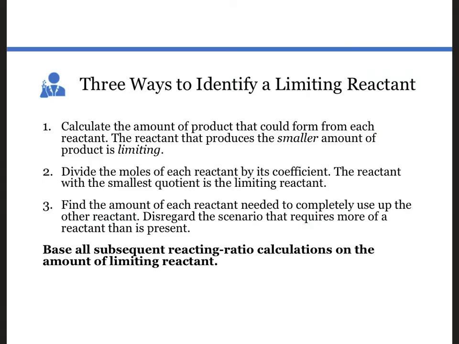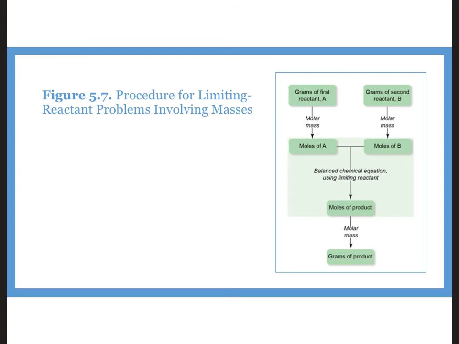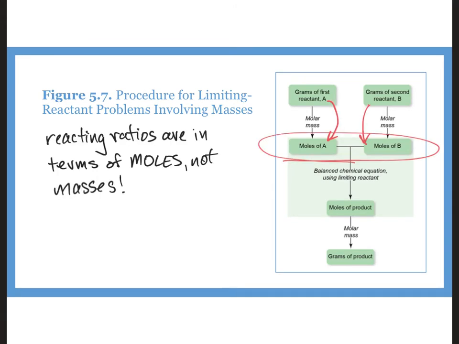Finally, I'll mention the third method because the book presents it, but this is usually more work than it's worth unless you're specifically trying to discover how much more you need of another reactant. Also keep in mind that reacting ratios are in terms of moles, not masses. If you're given a quantity in grams, you'll need to use the molar masses of all reactants to determine the limiting reactant. Let's practice.